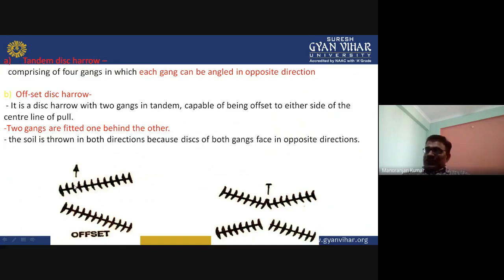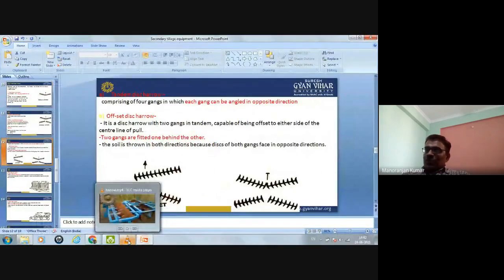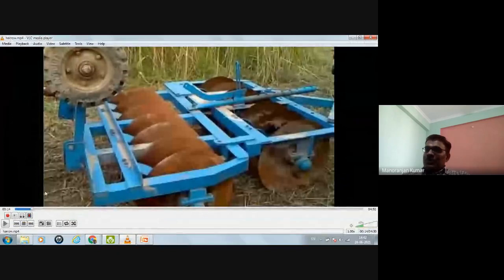Here, the two gangs are fitted one behind the other. The soil is thrown in both directions because discs of both gangs face in opposite directions. You can see in this it is facing in the right direction, whereas just behind this is facing the left direction. So for this, I will show you one video related to this offset disc harrow.